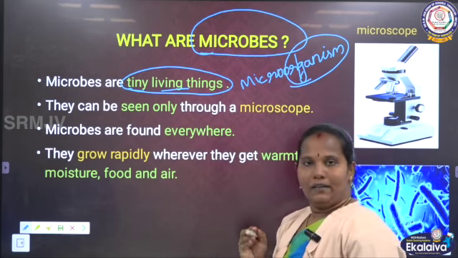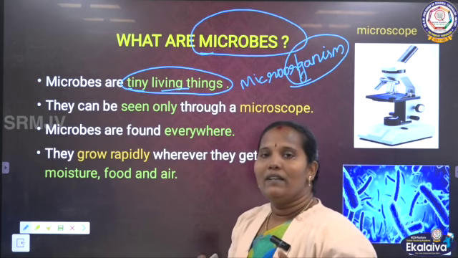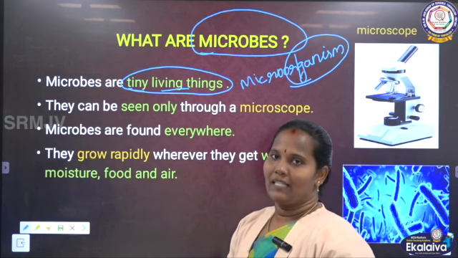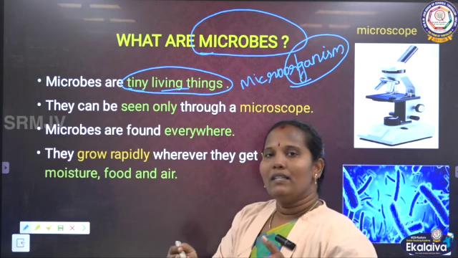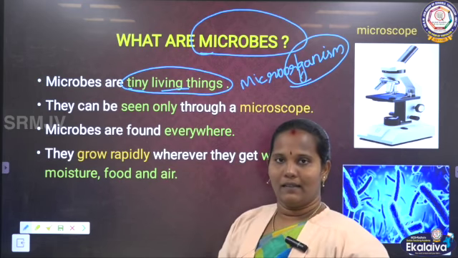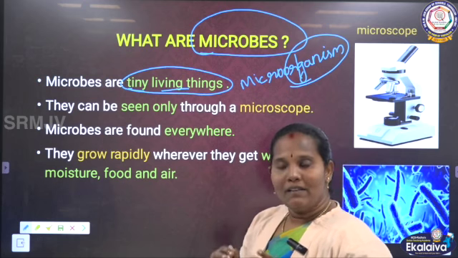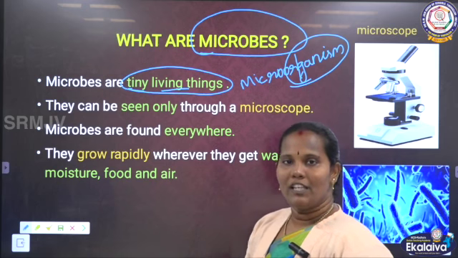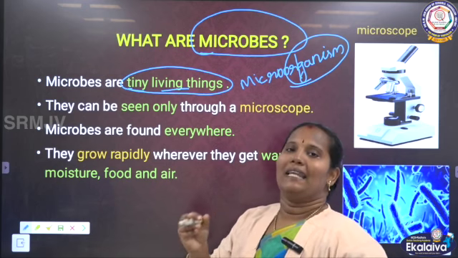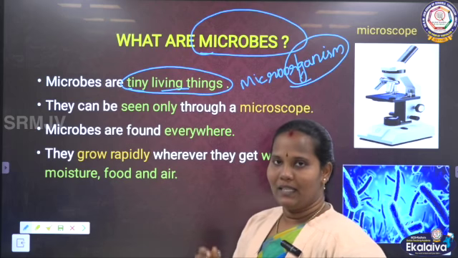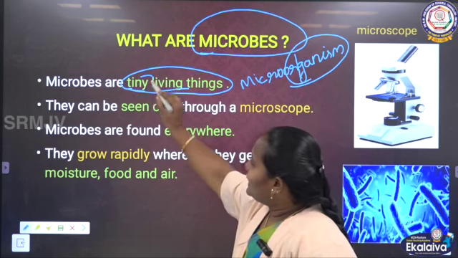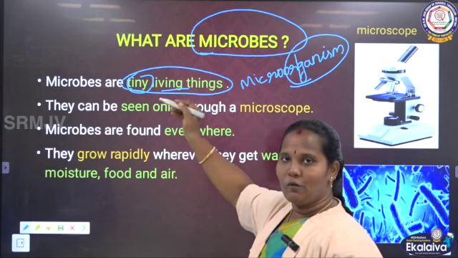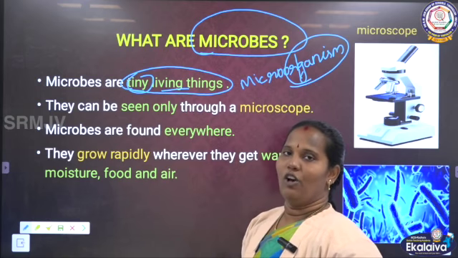We know that in the world there are non-living things and living things. Living things means human beings, animals, plants. These living things we can normally see with our naked eye. But some living things we cannot see with our naked eye. Such living things are called microorganisms. Organism means living thing, micro means very tiny. So microorganisms are also called microbes, very tiny living things.